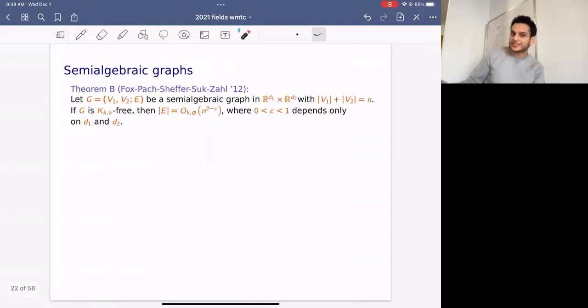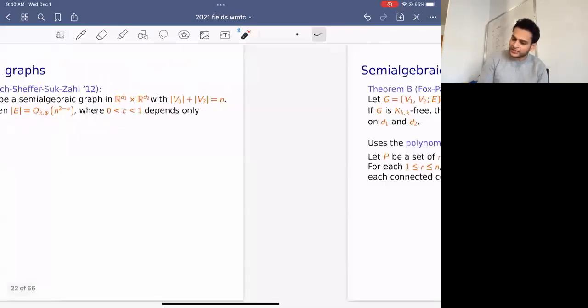Okay, so the next step forward is semialgebraic graphs, which are a little bit more restricted in VC dimension. For this case, we have a theorem, again by Fox, Pach, Sheffer, Suk, and Zahl, which says that if you have a semialgebraic graph in R^{d1} times R^{d2}, and G is K_{k,k}-free, then the exponent is still independent of k, and now you can do a little bit better than before. This c doesn't really depend on the VC density anymore. It depends on just the dimension of your defining variables, your parameter space.